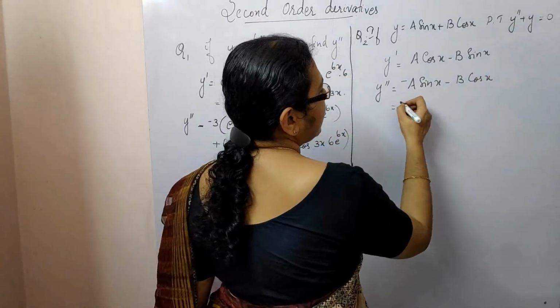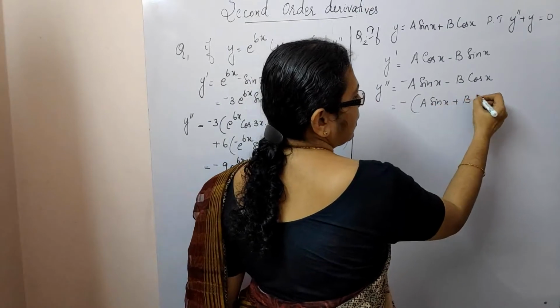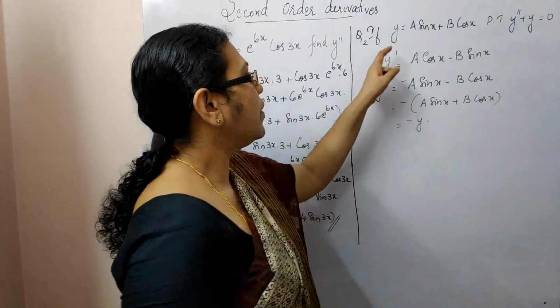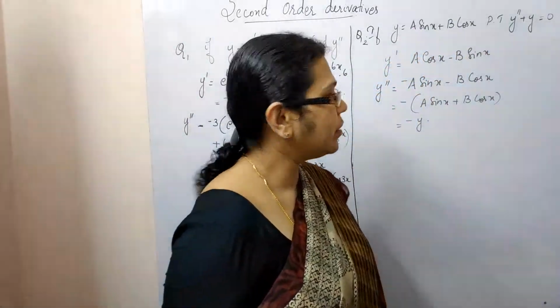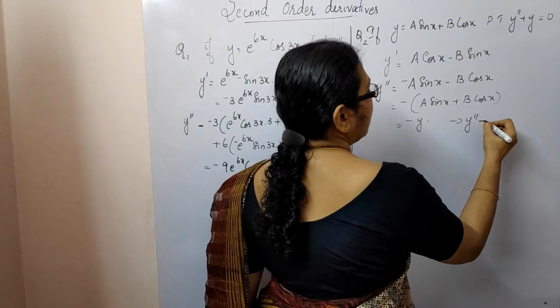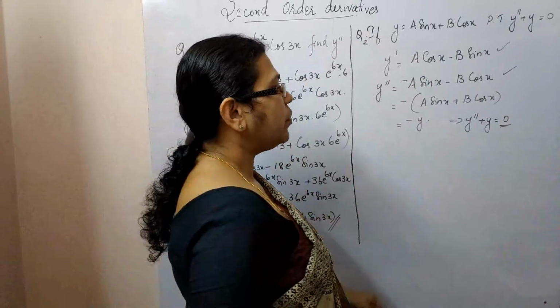Now, if I take a negative out, what do I get? A sin x plus b cos x, isn't it? Now, this is the same as what? Minus of y, because y is a sin x plus b cos x. So this implies y2 dash plus y is equal to 0. Otherwise, how will I prove this?